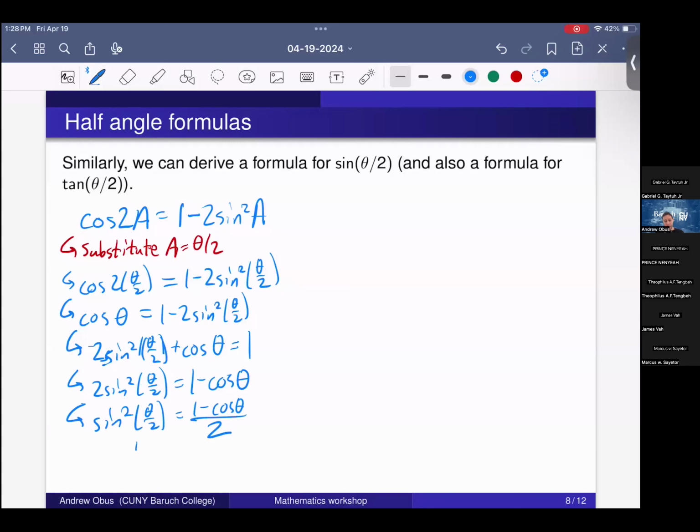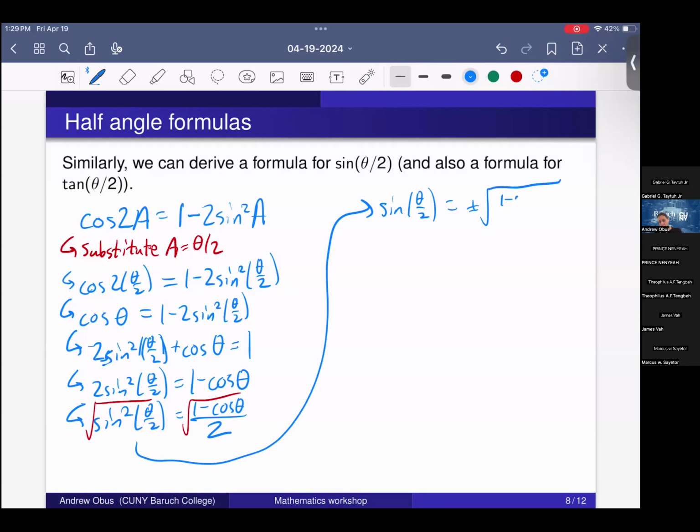And now we want sine of theta over 2, so at the last step, we take the square root again, right? And we have to throw on a plus and a minus. So we again take the square root, and this is going to give us that sine of theta over 2 is equal to plus or minus square root of 1 minus cosine theta over 2.